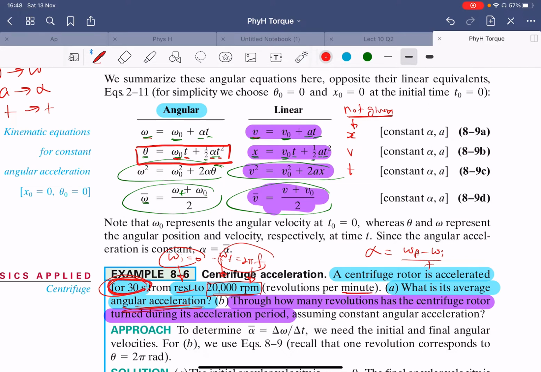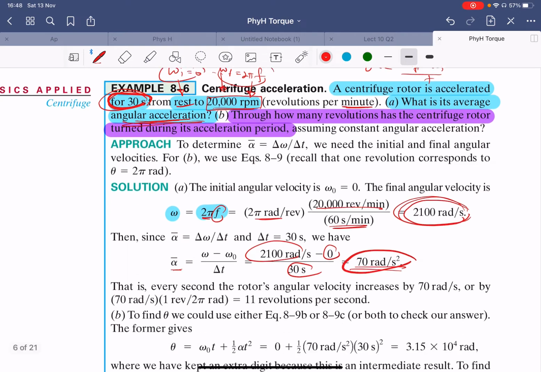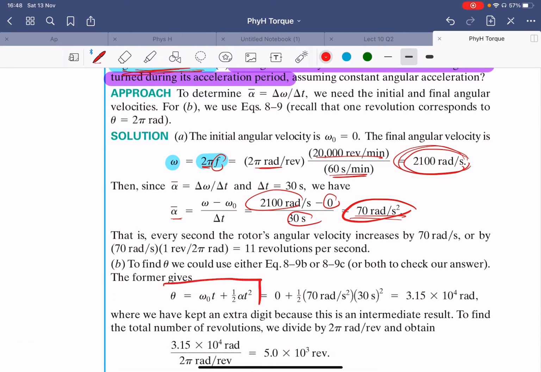So t is 30 seconds, omega I is 0. Alpha I just found out from here, 70. So plug all in this equation. Omega I is 0, right? Half alpha is 70, so you put 70 and t squared, 30. So I got this as the total number of radians it had spun.